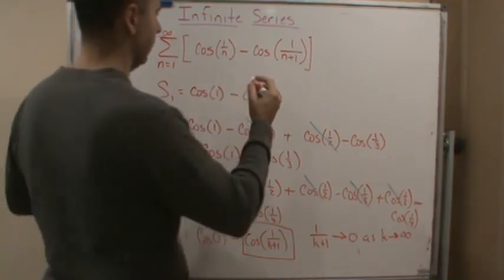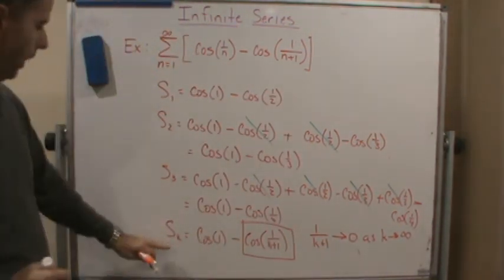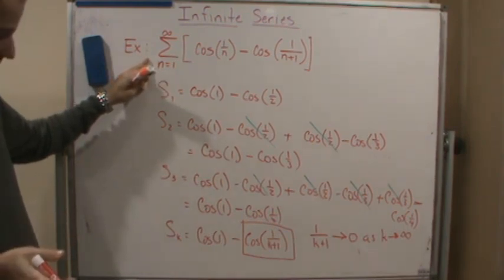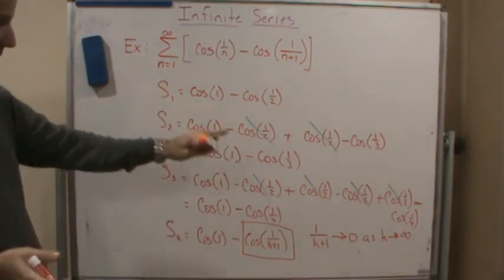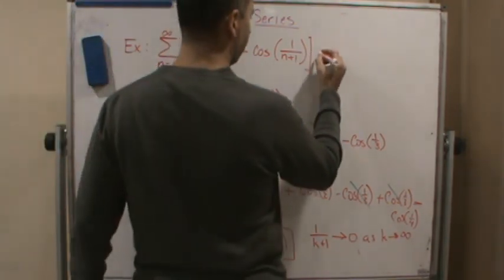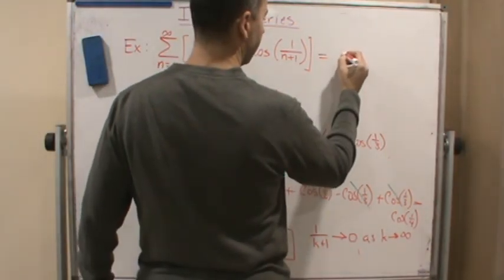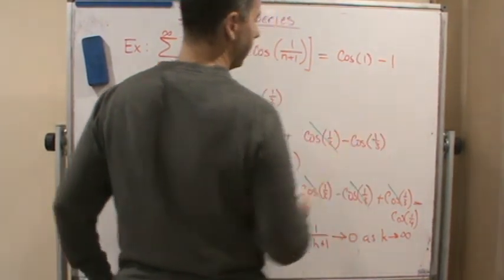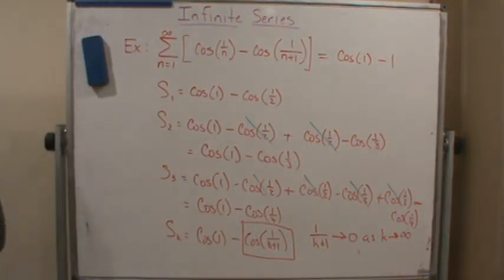So that means what? That the series also converges to the same thing. It converges to cosine of 1 minus 1. And that's the exact answer. And we're done.